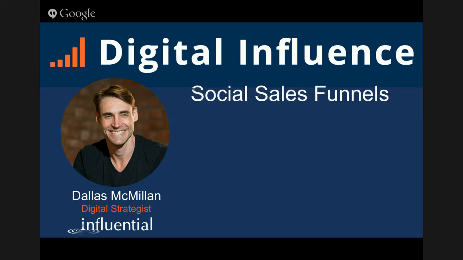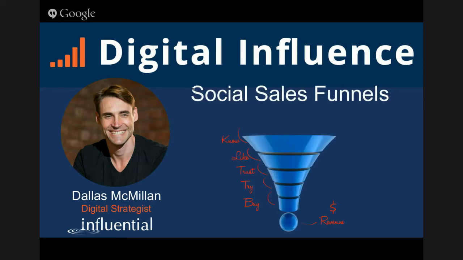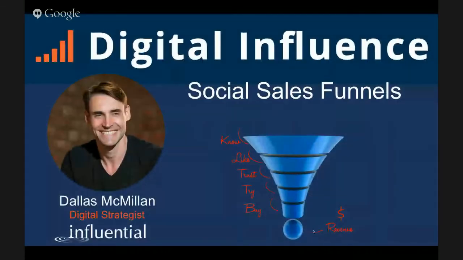So as I said, my name is Dallas McMillan from Influential, and we're going to be talking about social sales funnels. My basic map of how we market to people is that, first of all, they don't know us. We want them to know us well, and ultimately to buy from us and generate revenue for our business. In order for that to occur, there's a 5-step process they need to go through. They need to know, like, and trust us before they're willing to try and buy our most valuable products and services. And just adjusting my screen size a little bit here.